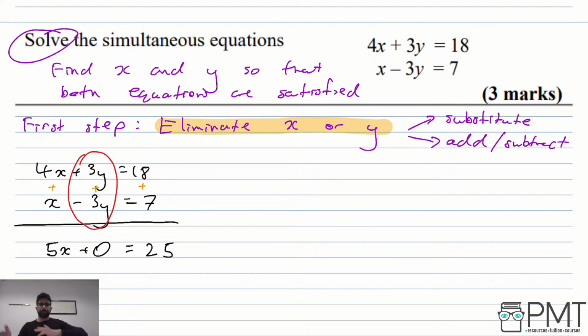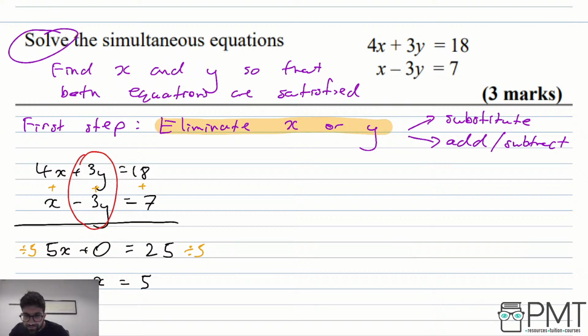So this now became a regular or a linear equation with one unknown. We do what we did before. You can divide by 5, and x will be 5. Well done to everyone who got x equals 5.